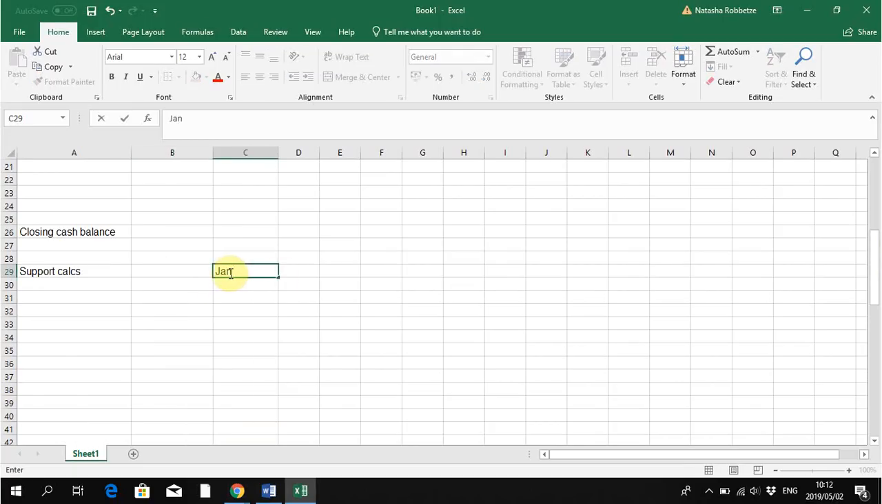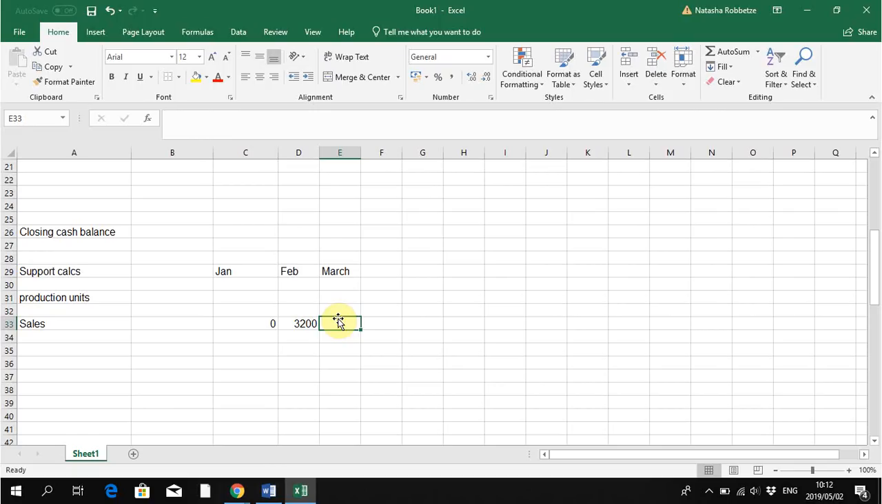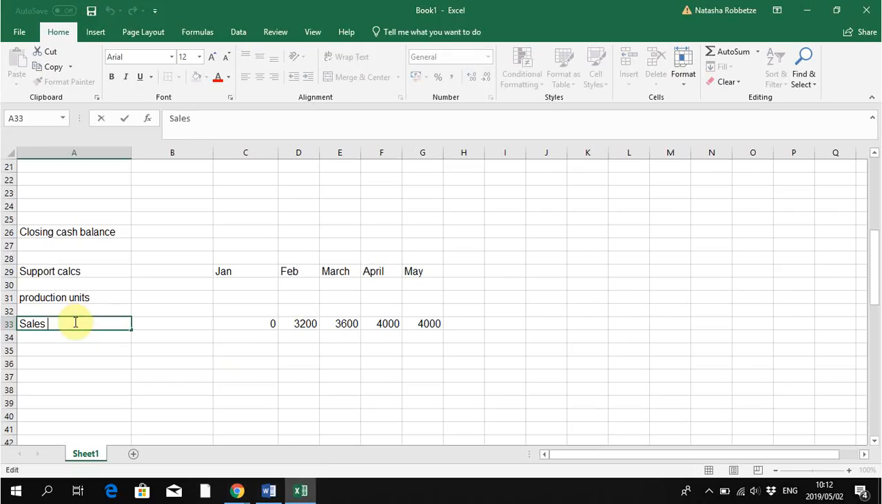So we have January, we have February, we have March, and I'm going to start with production. And we need to first go and find the sales units. So the sales units were given to us as January, we don't have anything. In February, 3,200. In March, there was 3,600. Then in April, there was 4,000. And I'm just also going to put May. I just want to make sure that there's no information left out that we need to use. So those are the sales units.